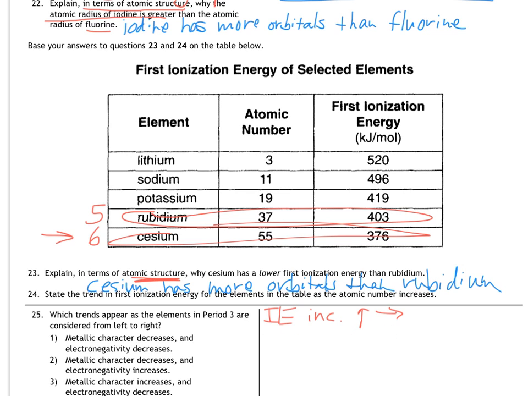But if you were to say that as your answer, you would have made the most common mistake when answering this question, because it actually just wants you to state the trend in first ionization energy for the elements in the table as the atomic number increases. So that means that you're just stating the trend in first ionization energy going from top to bottom within the table, because we have atomic number increasing as we go top to bottom. So all you need to say is one word, and you just say decreases.